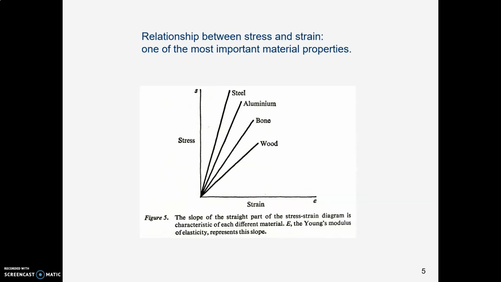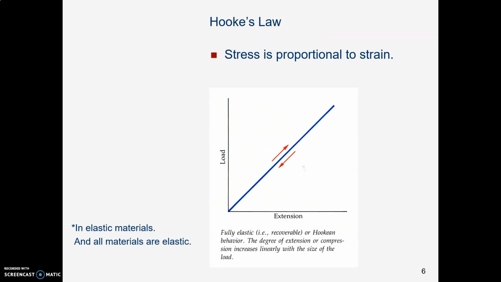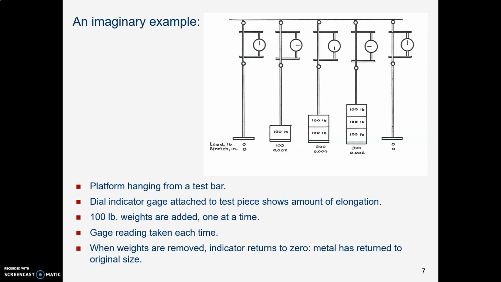There's this relationship between how much stress and how much strain, and it's a very important property of materials. It's called Hooke's law. Robert Hooke was a mathematician, and Hooke's law says stress is proportional to strain in elastic materials. Well, every single material on the planet is elastic, so Hooke's law applies to every material. Stress is proportional to strain, and every material is elastic.